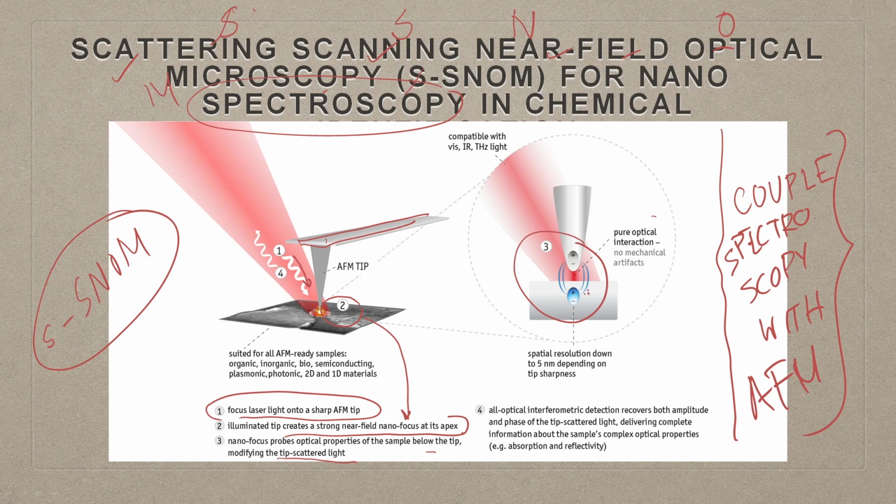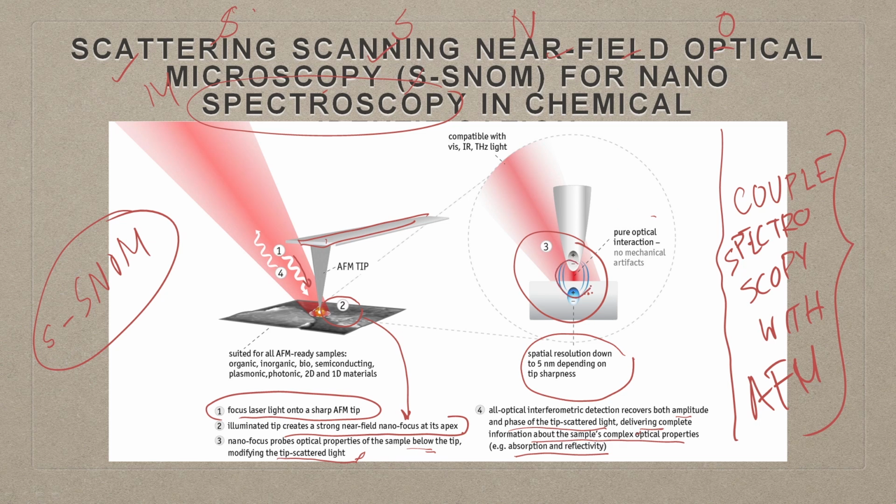And that's exactly what we are going to discuss on this point 4, what is exactly happening at this particular point. Let me now put point 3 together. A nanofocus probes the optical properties of the sample below the tip, modifying the tip scattered light. So you are now quantifying the scattered light. All the optical interferometric detection recovers both amplitude and phase of the tip scattered light, delivering complete information about the sample's complex optical properties, absorption and reflectivity. Spatial resolution is down to 5 nanometers, depending on the tip sharpness.